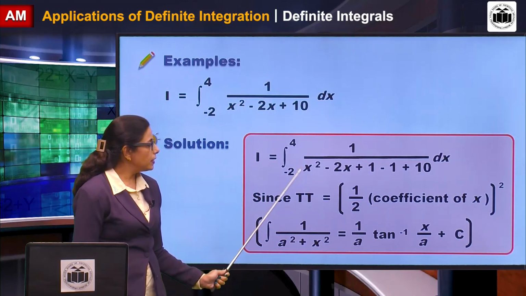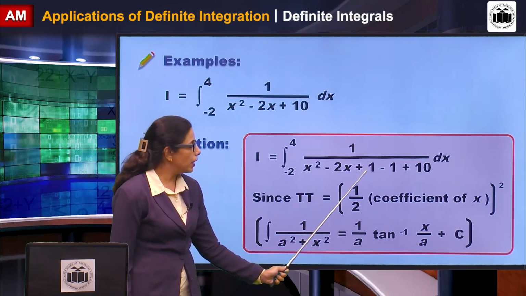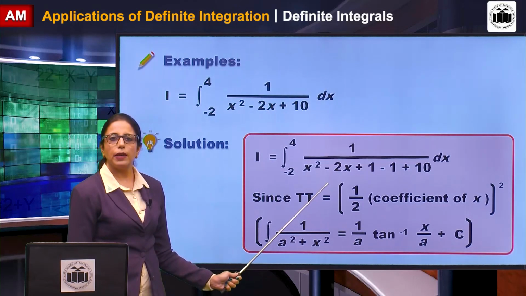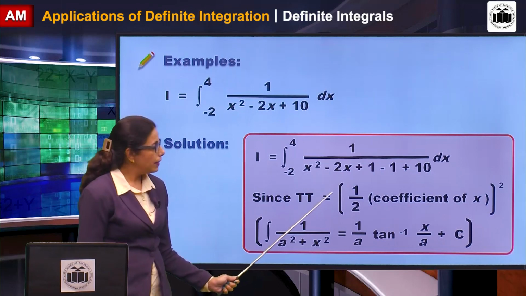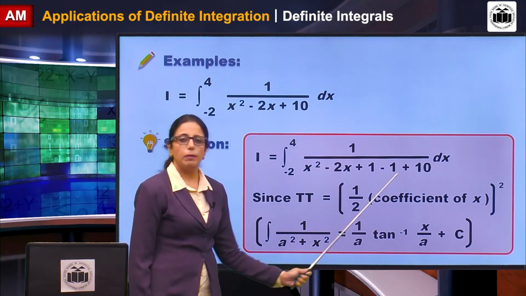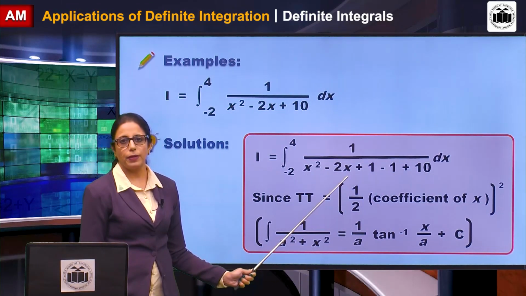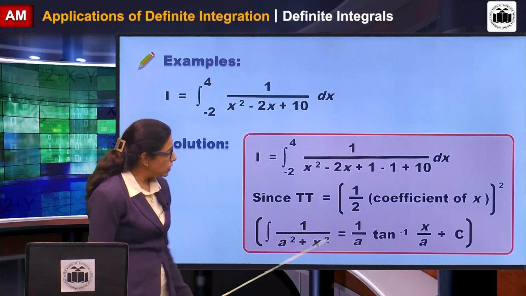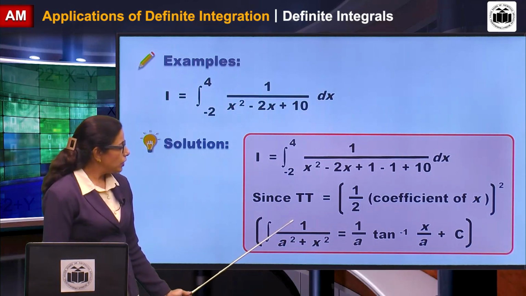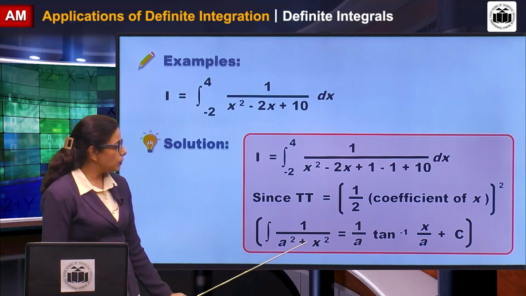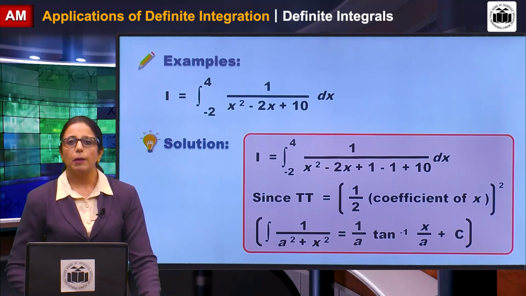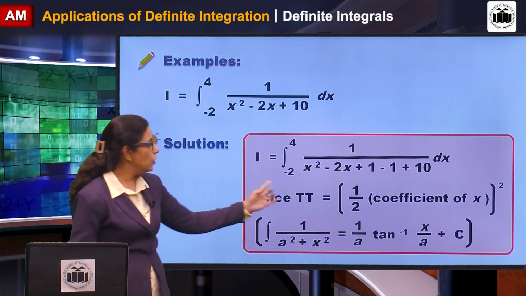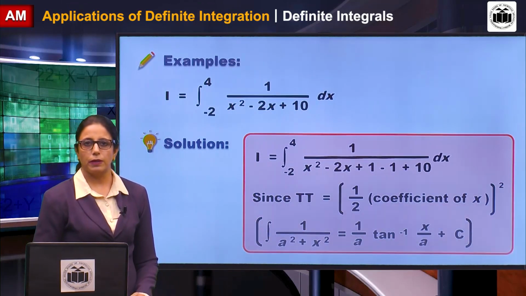Now, what you can see is this x squared minus 2x plus 1 becomes a perfect square, which is (x minus 1) the whole square, and minus 1 plus 10 becomes plus 9. Also, we are going to use this formula, which is the integration of 1 by (a squared plus x squared), which is equal to 1 by a tan inverse x by a plus c. So let us see now what we get after making the denominator into perfect squares.